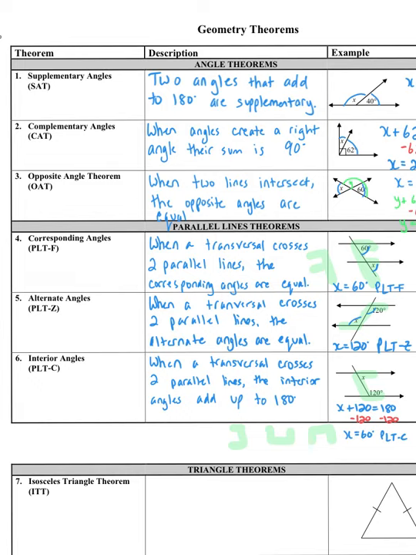And then for the Z pattern, it's a little easier to recognize the Z pattern because the angles are on the opposite sides of the transversal. They're both in between the two parallel lines, but they're on the opposite sides.